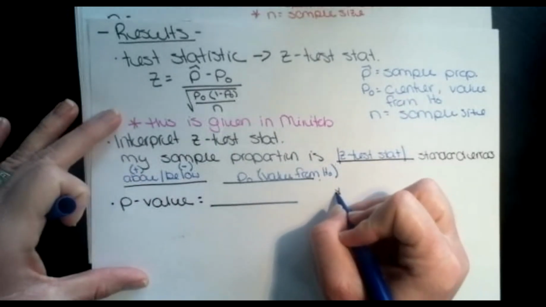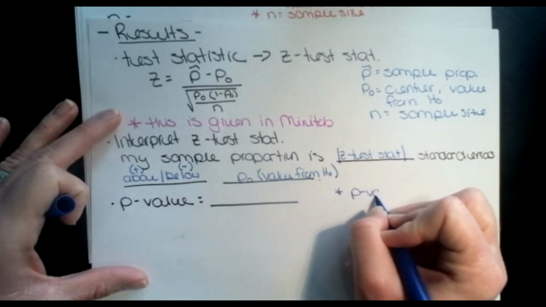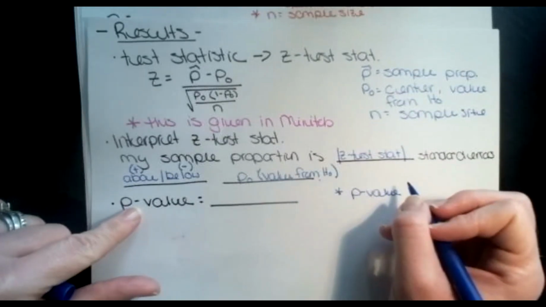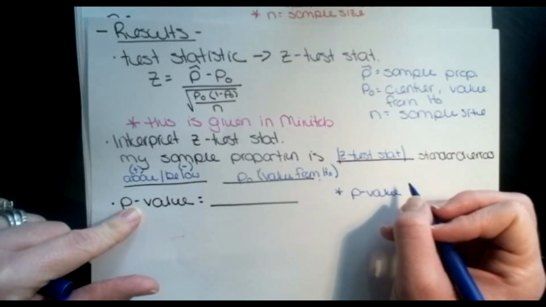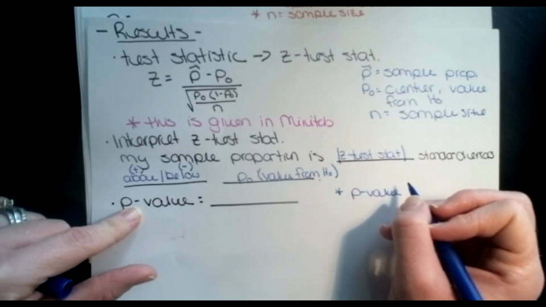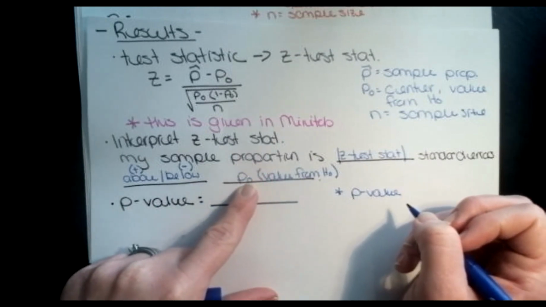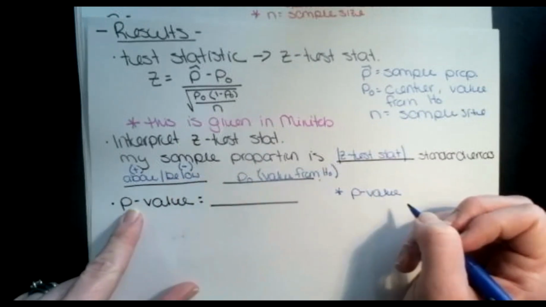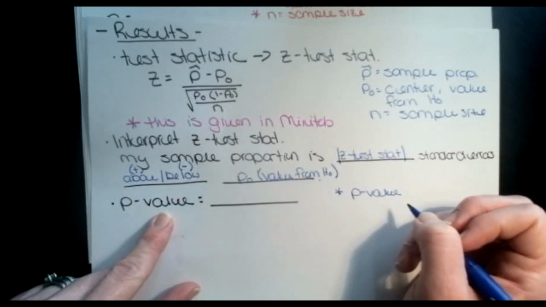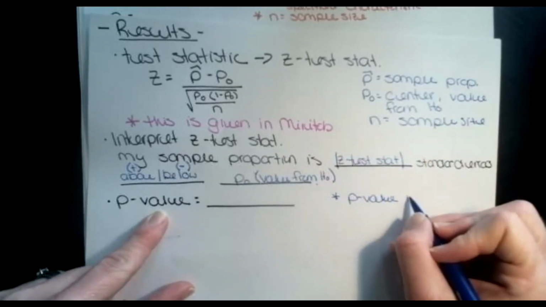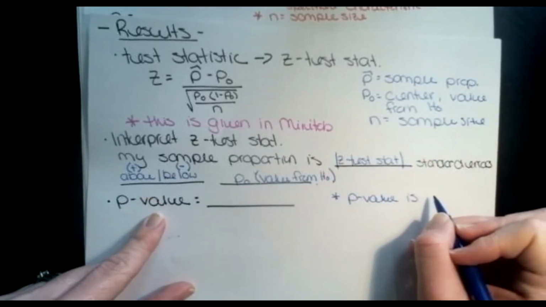Let's just make a note of that P value. Which one, P hat or P naught? Right here is P naught. Here is just P value, which stands for probability value. So P value is a probability. This one, yep, just P value.